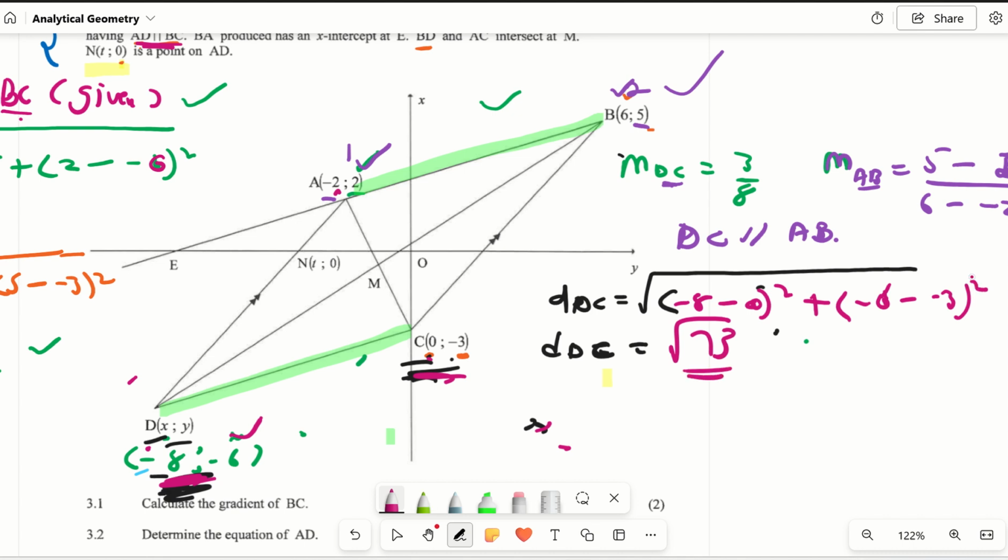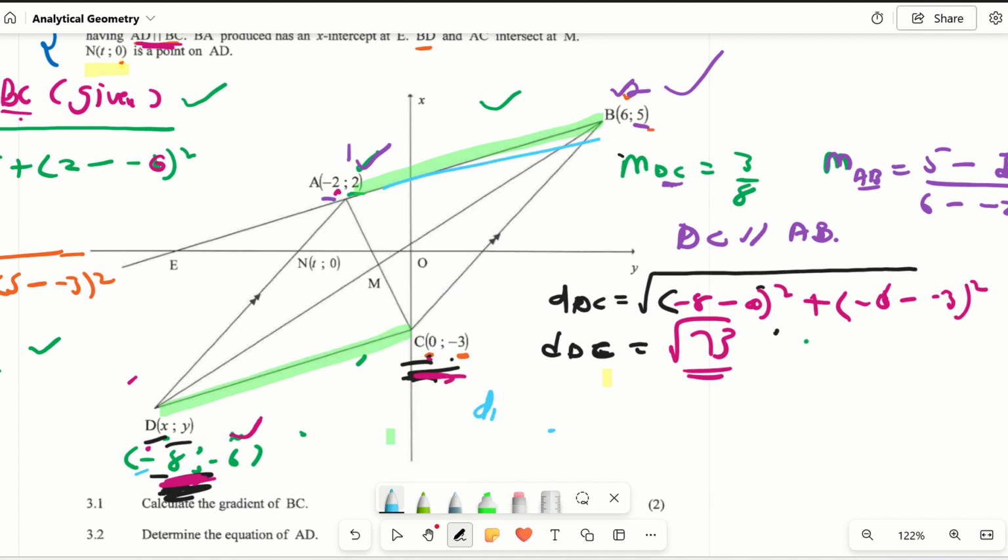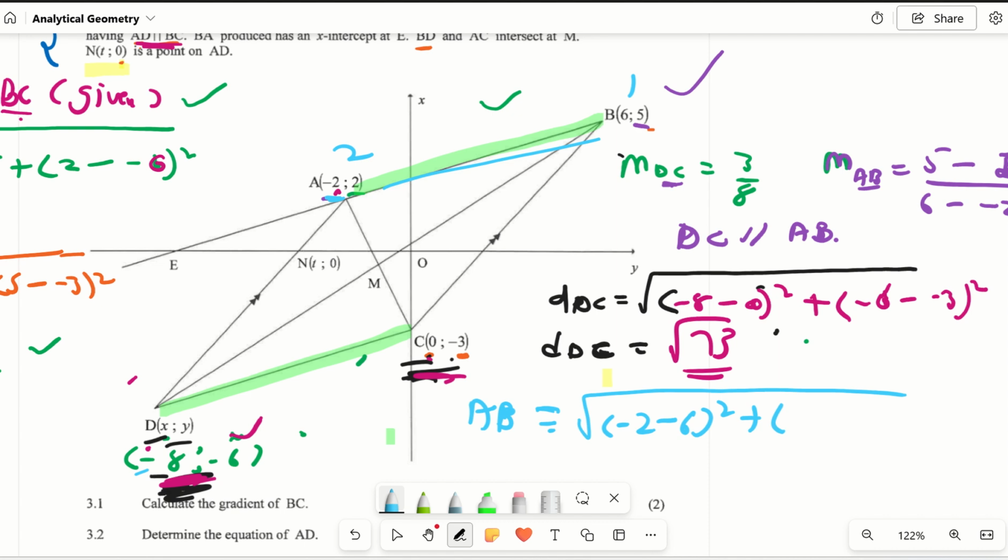All right, then let's look for the distance now of AB. You can call it AB if you like. Let's take this as our 2's and this is our 1's. Whichever order doesn't matter. So x2 is minus 2, X1 is 6 squared plus y2 is 2 minus y1 is 5. This gives us an answer of how much? Root 73.